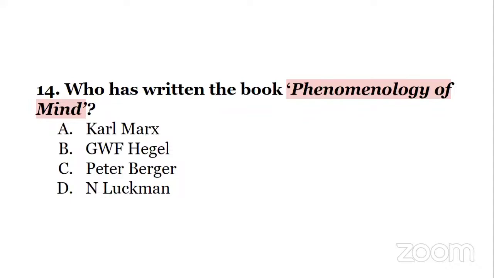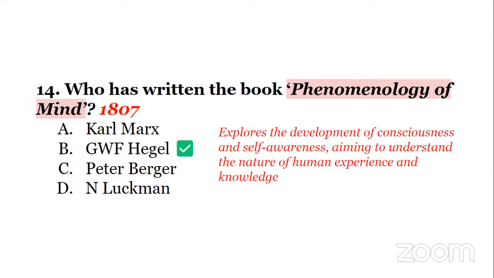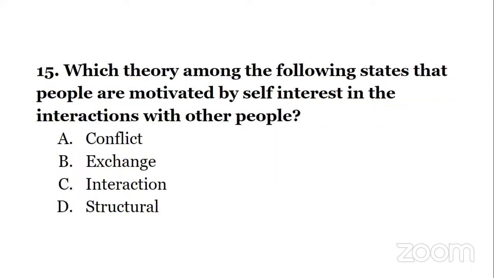Next question. Who has written the book Phenomenology of Mind? And the answer is G.W.F. Hegel. This book was published in 1807. Phenomenology of Mind explored the development of consciousness and self-awareness, and it aims to understand the nature of human experience and knowledge. Try to remember these books and their authors. It's really important.